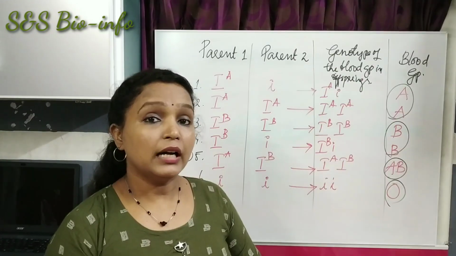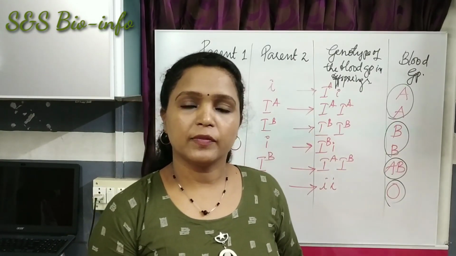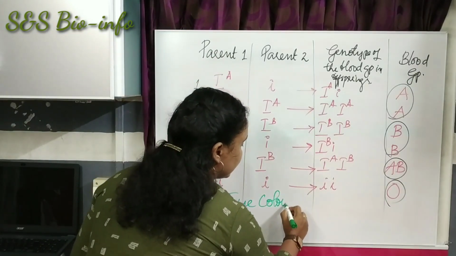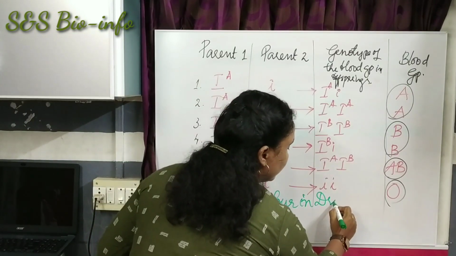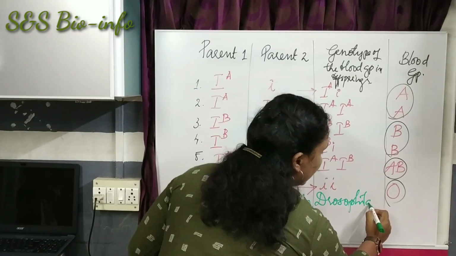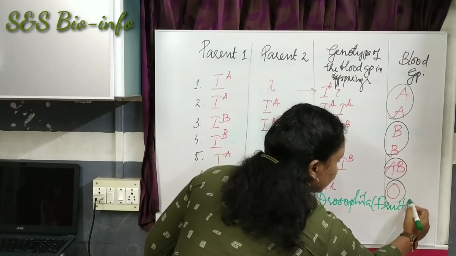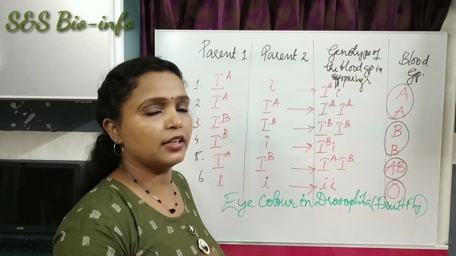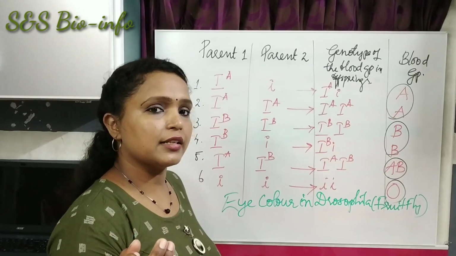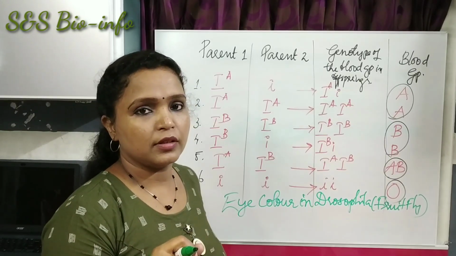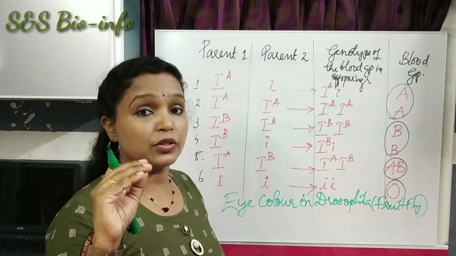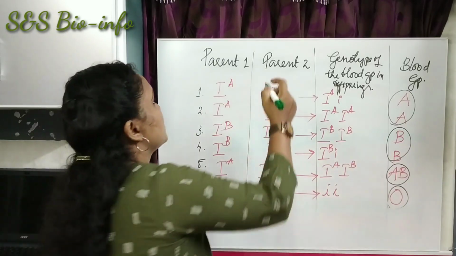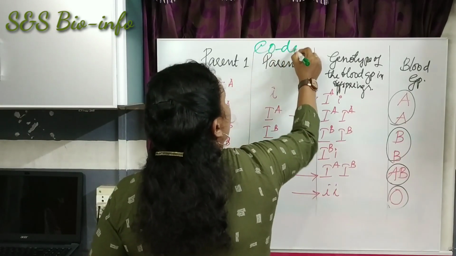Other examples of multiple allelism are eye color in Drosophila, or fruit fly. Here the eye color in Drosophila is controlled by 15 alleles. Another example, coat color in rabbits. The coat color in rabbits is controlled by 4 different alleles. Then let's move to the next topic, codominance.